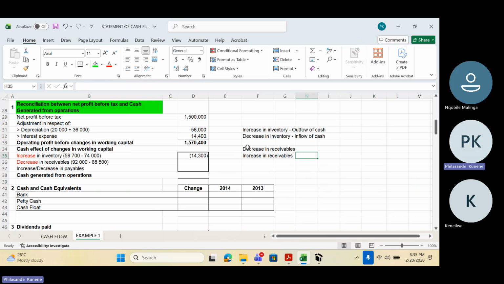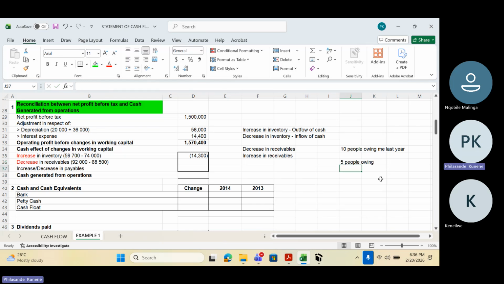Okay, I'll make an example for this one. We're saying there's a decrease in receivables. Last year, I had 10 people owing me. Now I have 5 people owing me. You see, they decreased, all right?